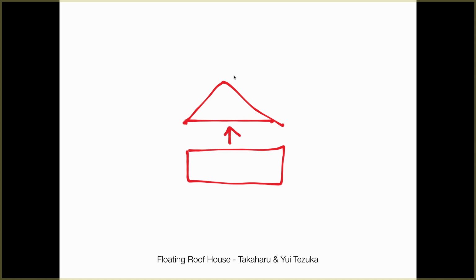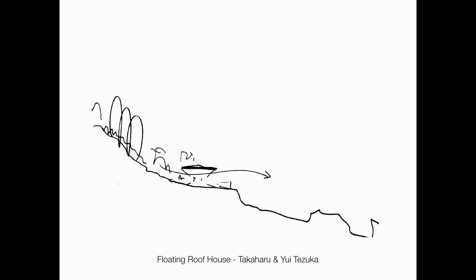Some of you had little arrows like this. You know, all pretty effective. I happen to know what the building is. I happen to have seen it. But the way that Takaharu and Yui Tezuka decided to draw it was like this. Very close to what you all drew. Right? The difference here is that they removed the walls.